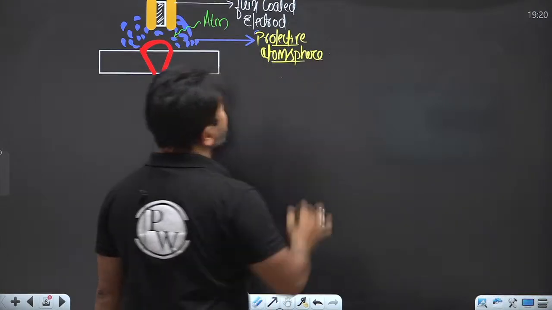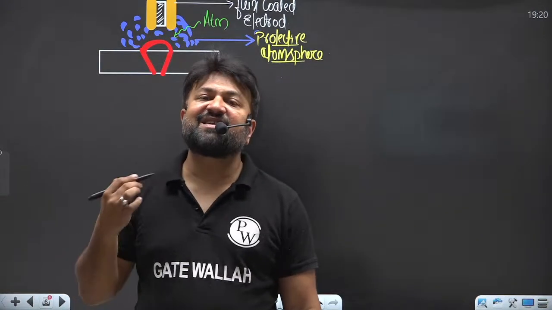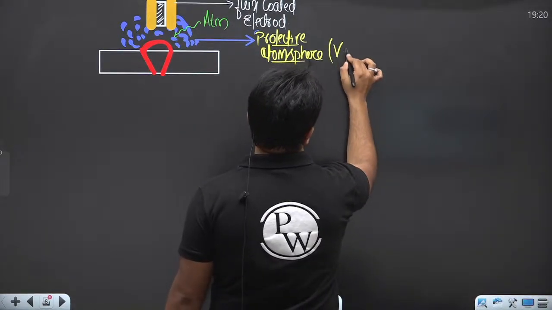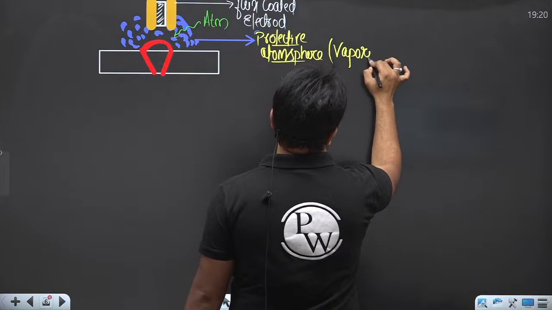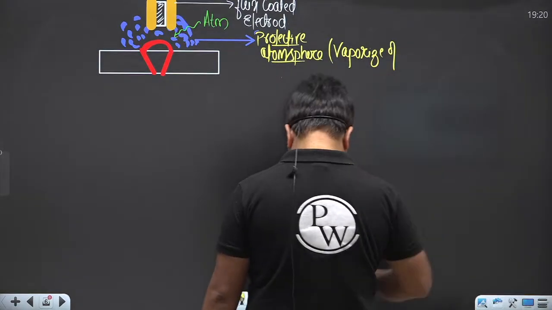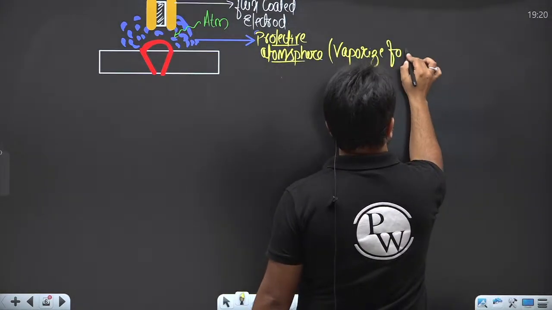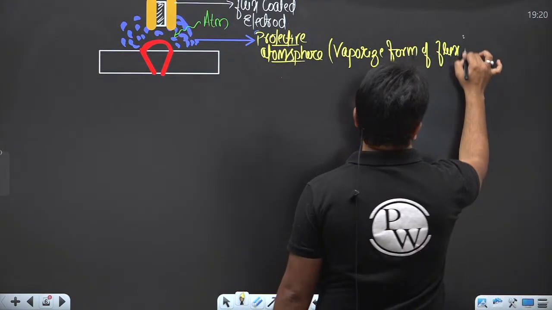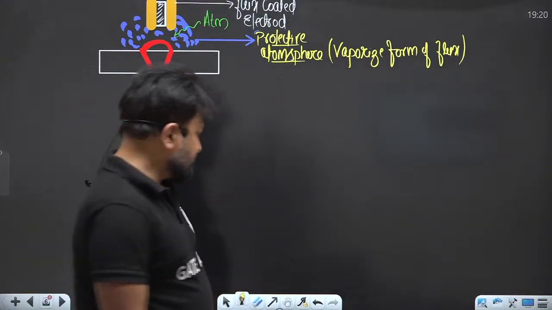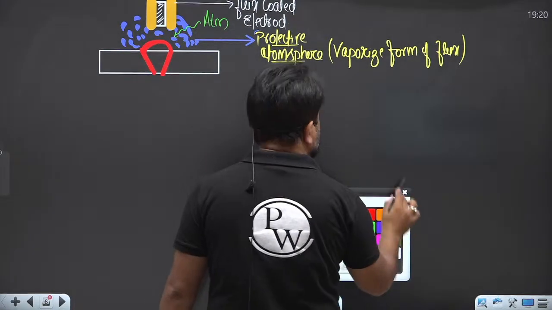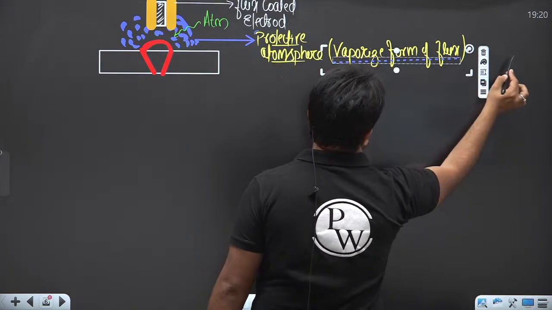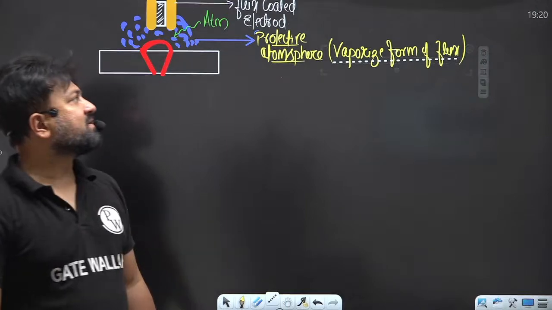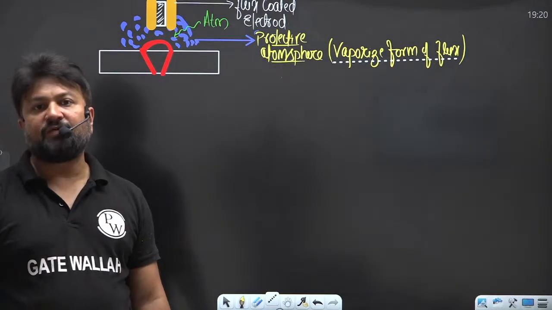And basically, when the flux gets consumed, it is the vaporized form of flux. This is a vaporized form of flux. Is that clear?